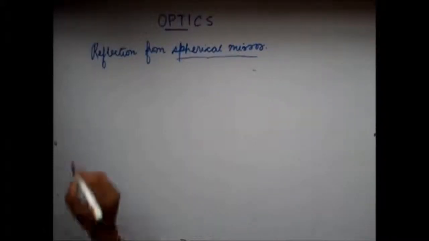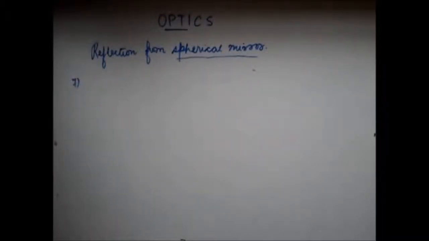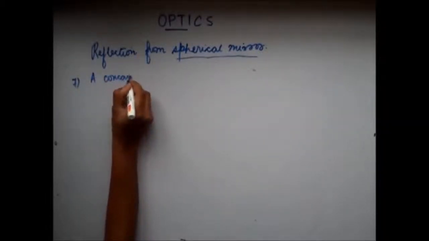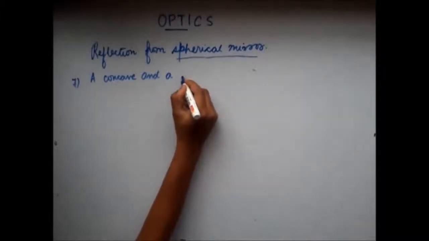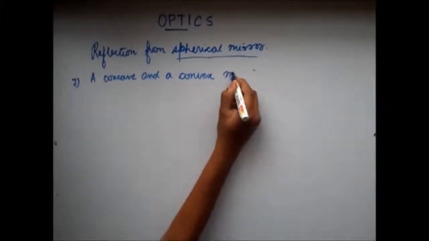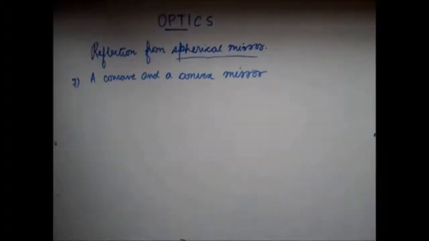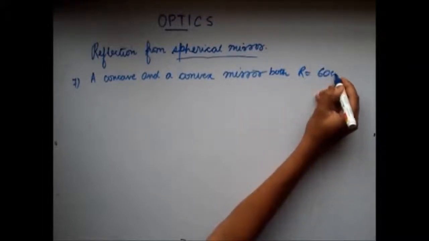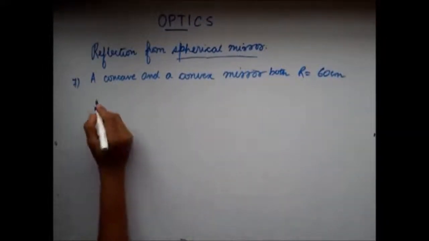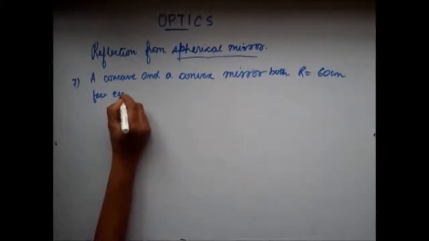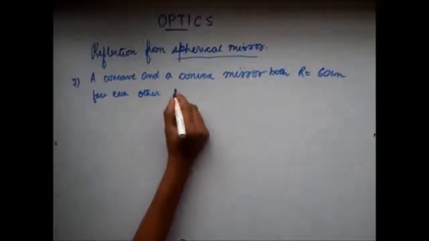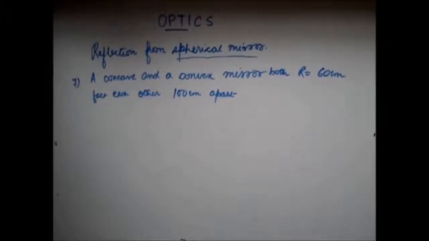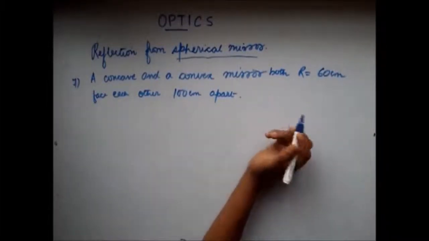So now let's move on to the seventh question. The seventh question is as follows. A concave and a convex mirror, both having a radius of curvature of 60 centimeter, face each other 100 centimeter apart. Okay, and the object is placed between them.